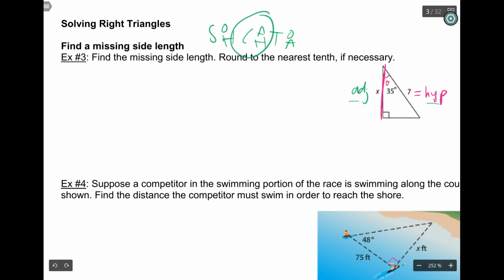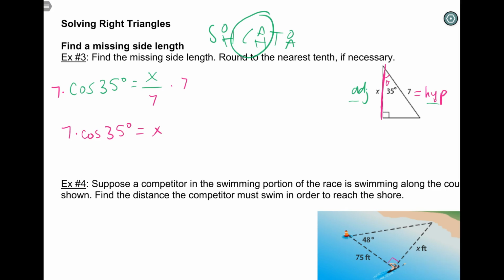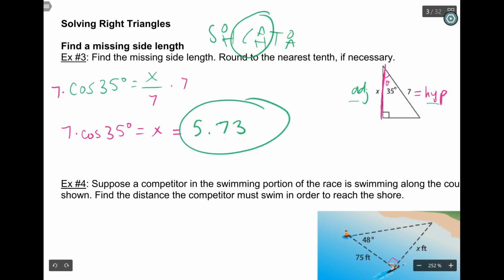Oh, okay, cool. So I can say cosine of 35 degrees is going to equal adjacent of x over my hypotenuse of 7. So to get x by itself, multiply by 7 on both sides. So we say 7 times cosine 35 degrees is going to equal x. So you plug that into your calculator and we will find the answer. So we plug in 7 times cosine 35 degrees for x, and we find the length is going to be 5.73. We don't know the units, so I can just leave it like that.